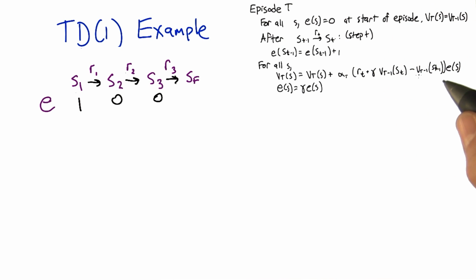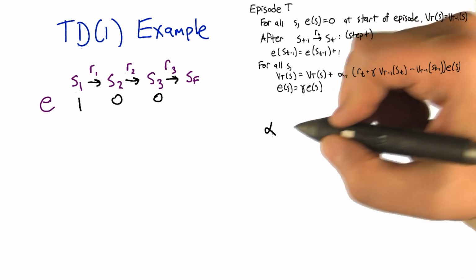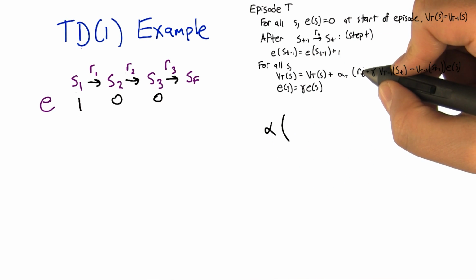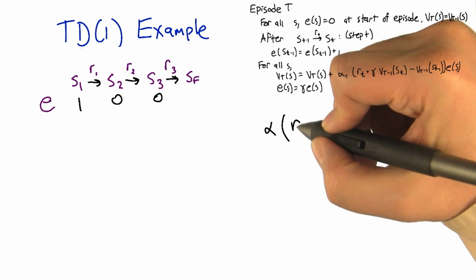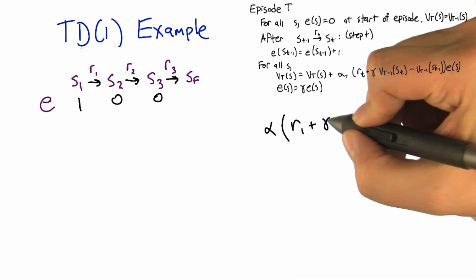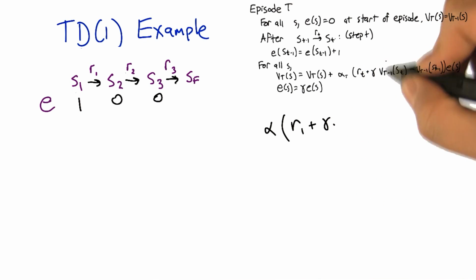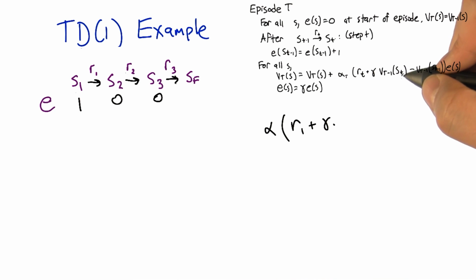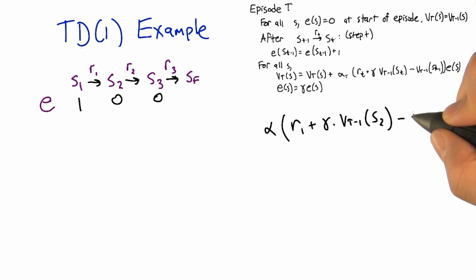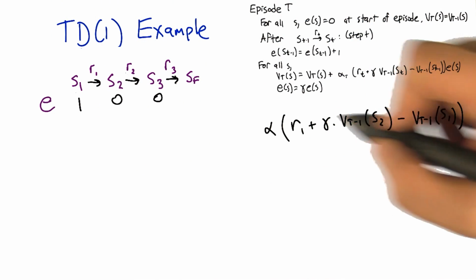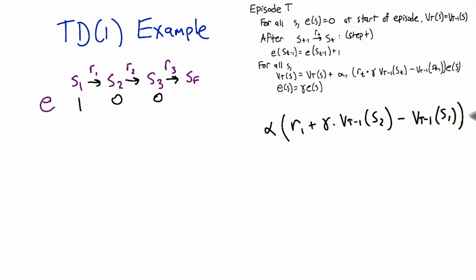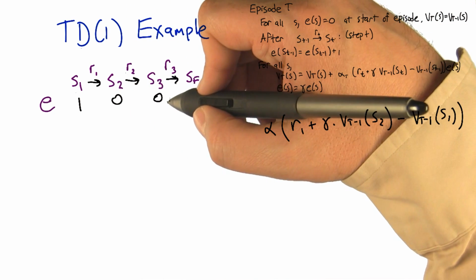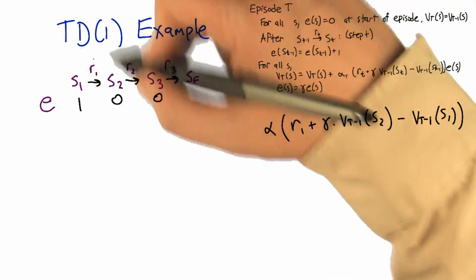And the update has the form, whatever the current learning rate is, times the reward that we just experienced, the R1, plus gamma times whatever the previous iteration value was for the state that we landed in, minus the previous iteration's value of the state that we just left. All right, so this quantity is going to actually get added to all the states, but the amount that it's going to get added to all the states is proportional to the eligibility for that state. And since at the moment states S2 and S3 are ineligible, right, they have their eligibility set to 0, really nothing's happening there. We're only making an update with respect to state S1.